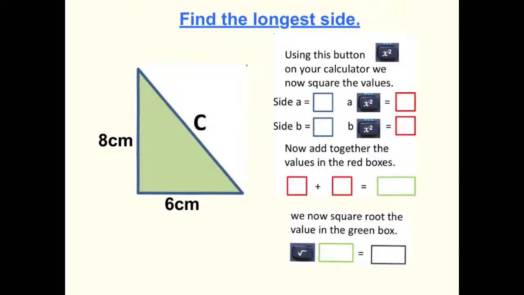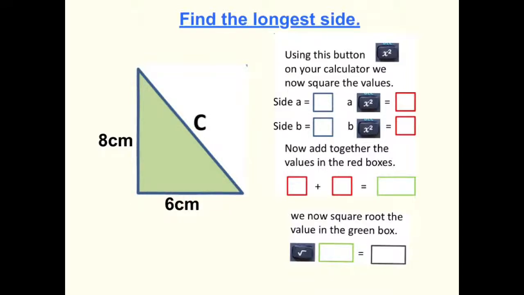So, let's start. The first thing we're going to look at is finding the longest side, the hypotenuse. What we're given here is the lengths of a and b, and they're asking us to find c. Using our calculator, we're going to be using the x squared button. I'm going to start off by finding the length of side a. Actually, it doesn't matter which of these is side a, as long as it's one of the shorter sides. So I'm going to start off with side a being this bottom one here.